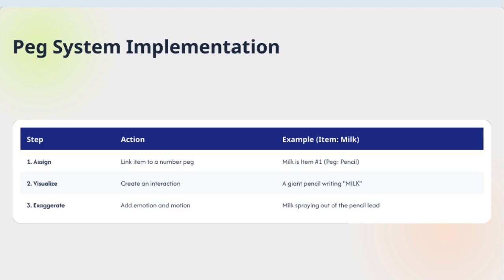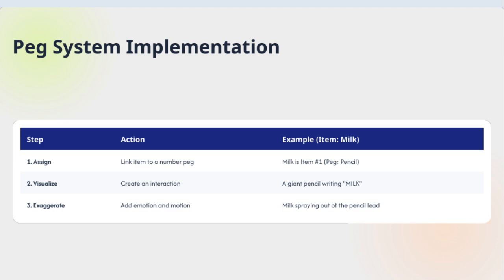Now, I want you to create an interaction. Imagine yourself or someone else actively engaging with this scene, maybe pointing or gesturing toward the pencil or the word milk, making it feel dynamic and real. Moving on, the key is to visualize that milk is item number 1, or peg number 1, which is associated with the pencil. Linking this item, milk, to a specific number peg helps us organize and remember the information more effectively.